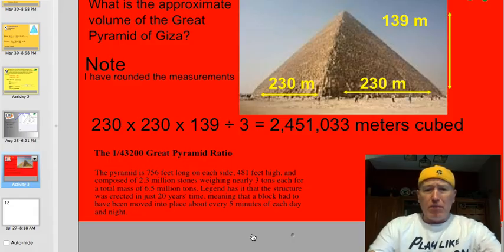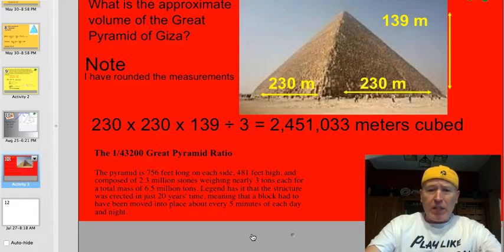So basically, here's some interesting facts here. It's 756 feet long on each side, 481 feet high. It's composed of 2.3 million stones weighing nearly 3 tons each. That's like 2.3 million cars. A car is about 3 tons. That's a total mass of 6.5 million tons.